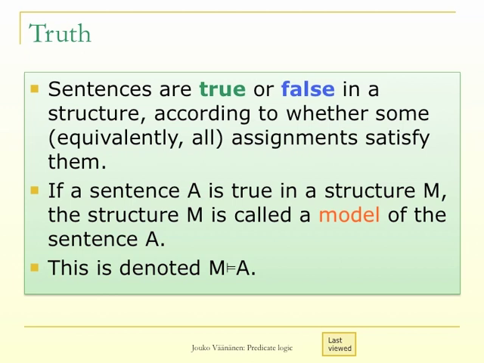If a sentence A is true in a structure M, the structure M is called a model of the sentence A. Note that truth is defined by means of the auxiliary concept of satisfaction. So the primary concept is that of an assignment S satisfying a formula A in a structure M, in symbols M satisfies_S A. And the secondary concept is that of a sentence being true in a structure M, denoted M satisfies A.